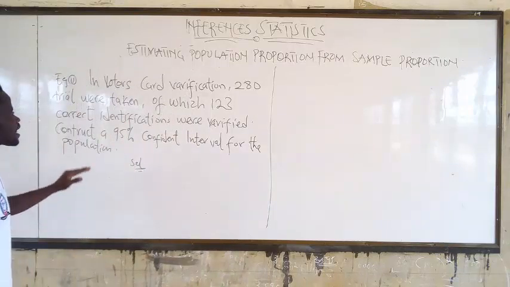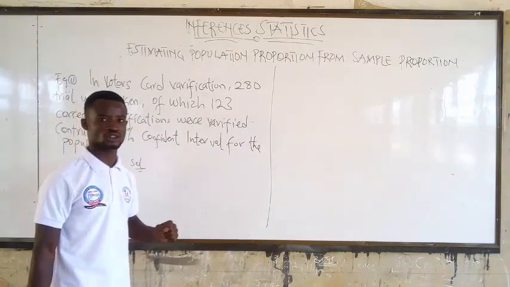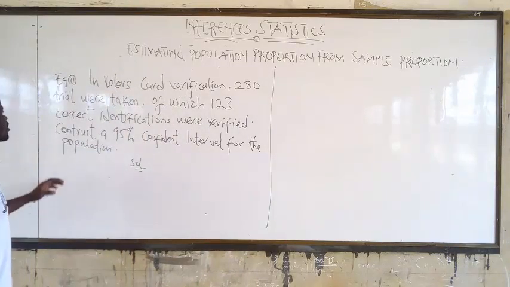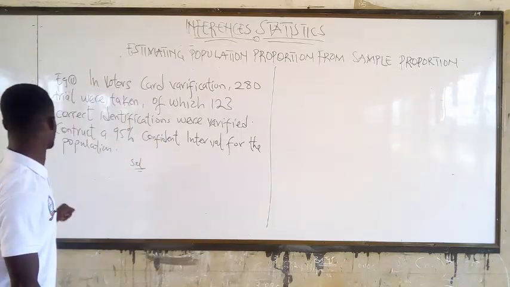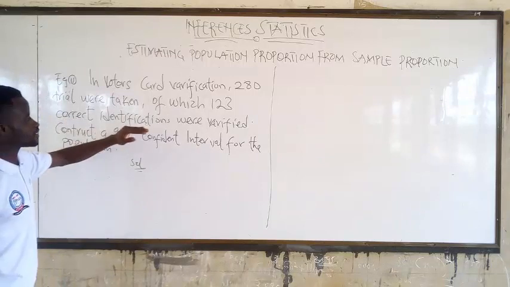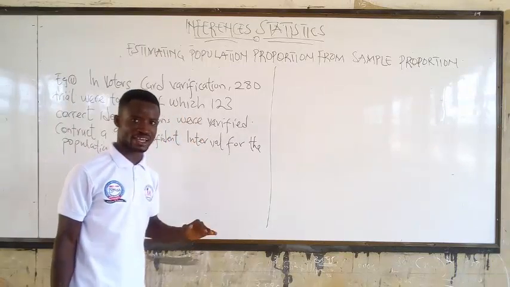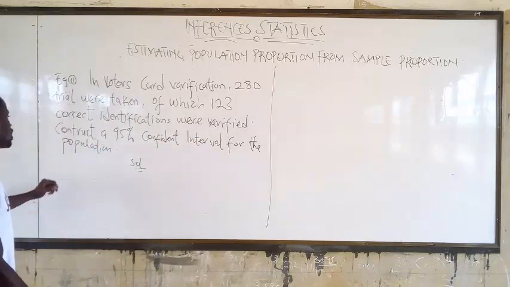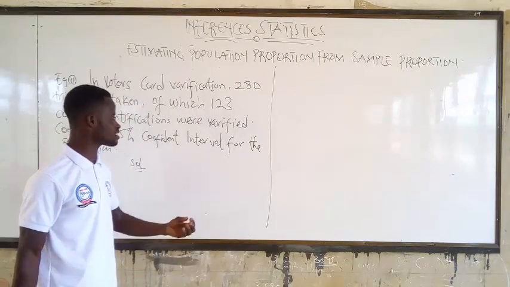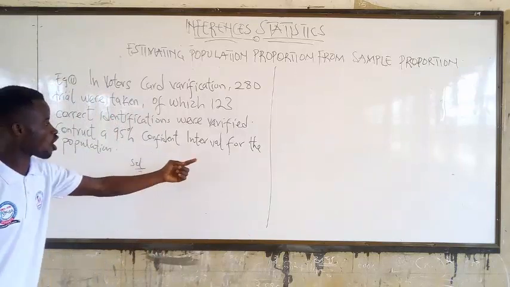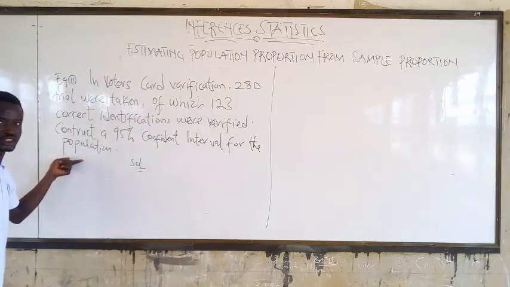In a voter card verification, 280 trials were taken, of which 123 correct identifications were verified. Construct a 95% confidence interval for the population.